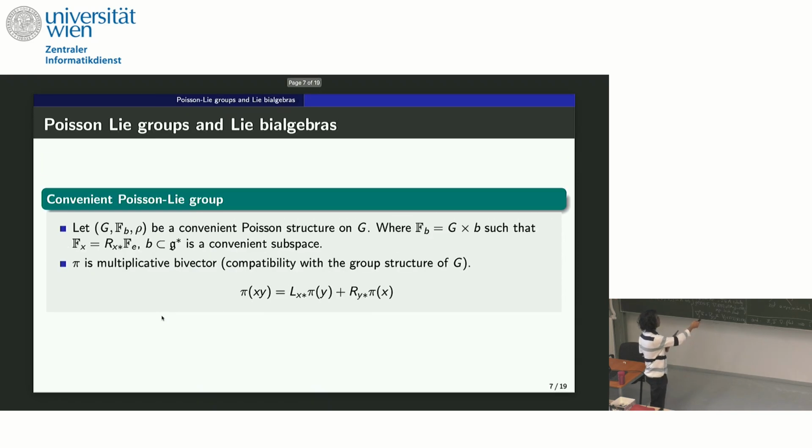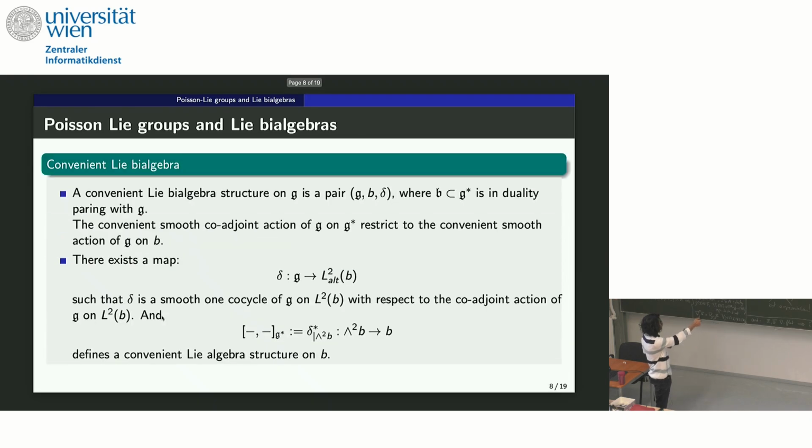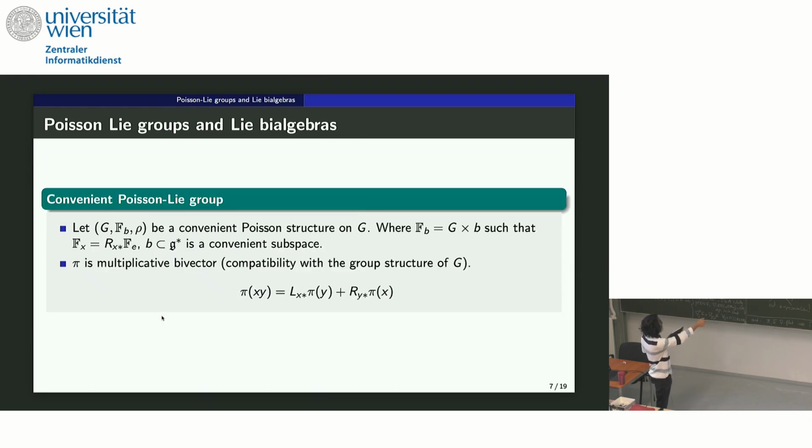Okay, so now we will go to the definition of Poisson-Lie group. This Poisson-Lie group is a Lie group G with a convenient Poisson structure. So this is a pair G, F_B, and rho. I wrote F_B because this vector bundle F_B is just a trivial vector bundle given by some convenient subspace of G prime. And then what we need is that this Poisson structure should be compatible with respect to the group structure of G, which means that the bivector pi we define should be multiplicative.